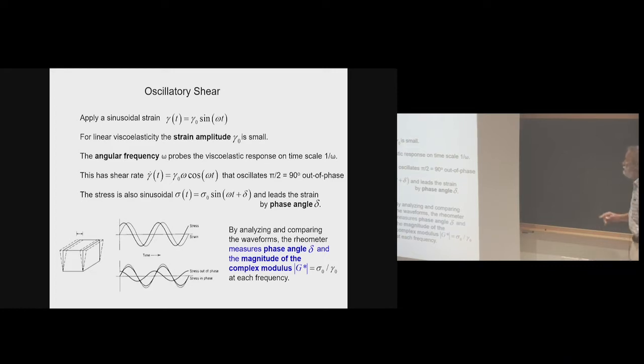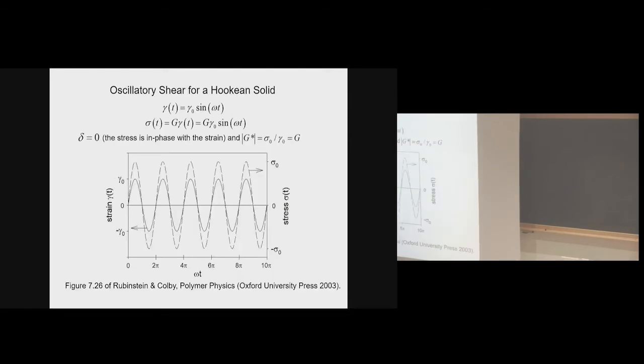But it's very important to realize that the rheometer does not measure G prime and G double prime, which we'll get to. It measures the magnitude of the complex modulus, which is the ratio of the amplitudes of the stress and strain waves. And it measures the phase angle, the amount that the stress leads the strain, basically. Those are the two things it measures, and it calculates everything else. So sometimes it's important to know what my rheometer actually measures.